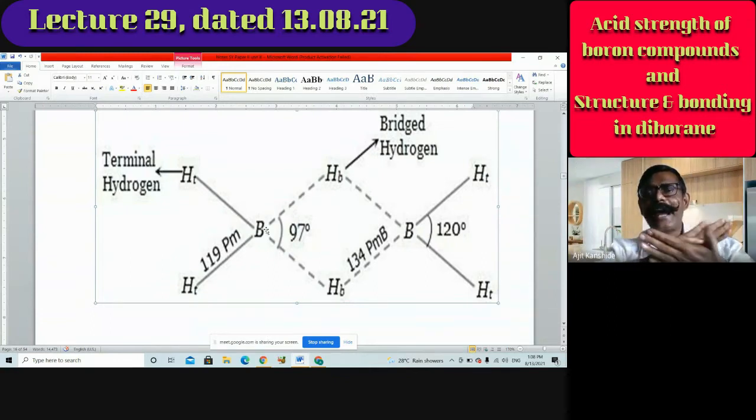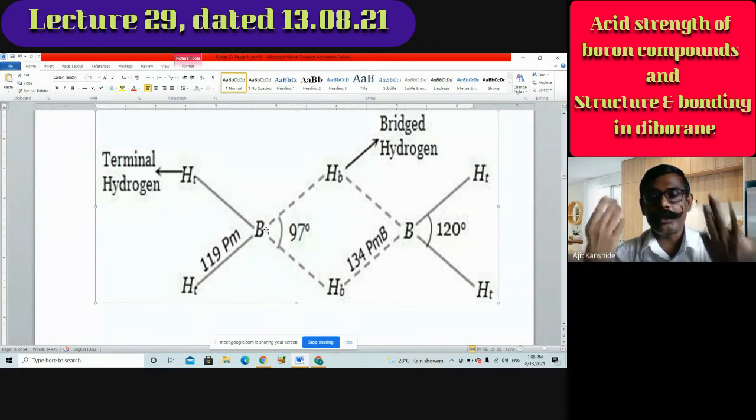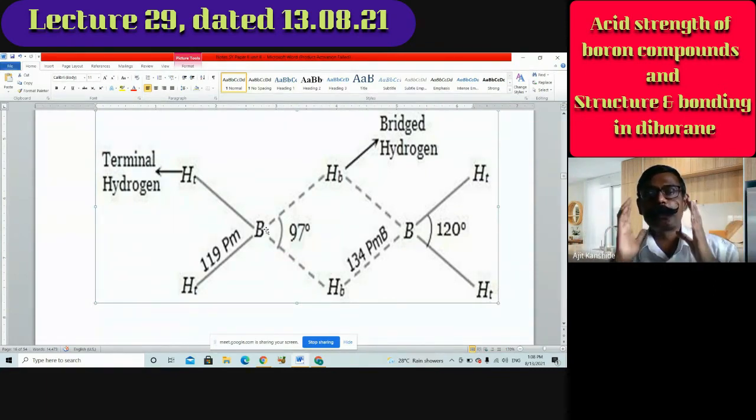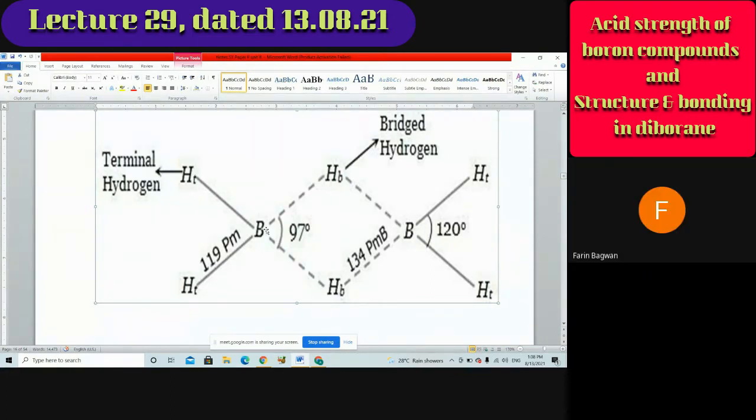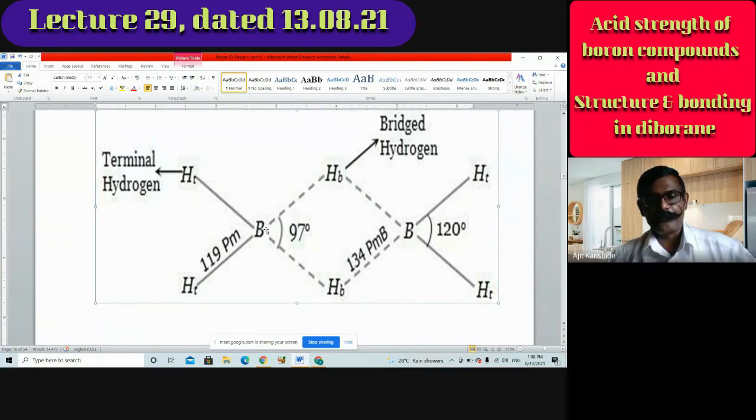Plane means a lamina. You can consider a leaf, or a page of the notebook, or the board, or the screen. So what I am asking you to imagine is these 4 terminal hydrogens and borons on a screen. Could you imagine? Yes, sir. Very good.